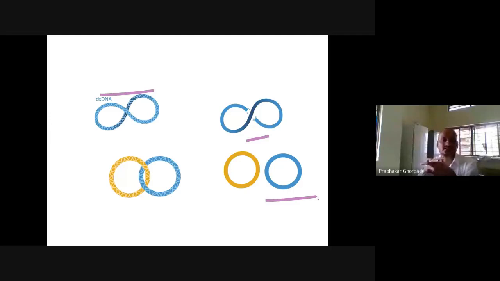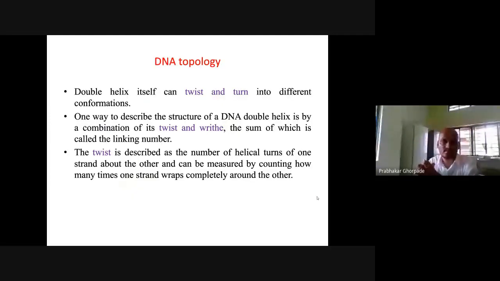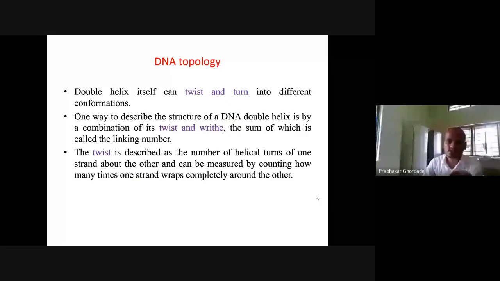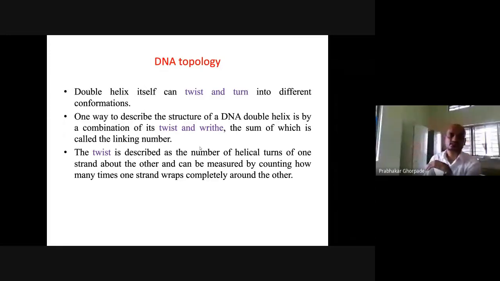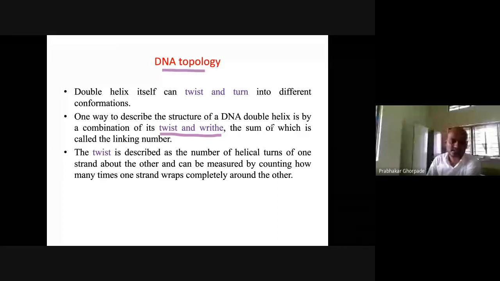DNA topology: the DNA helix itself can twist and turn into different conformations. One way to describe the structure of the DNA double helix is by a combination of twists and turns. When we say DNA is a double helix, it means it has a twist and it has a writhe. The combination of twist and writhe can be used to show the DNA double helix topology, the sum of which is called the linking number. So if we are asked what the linking number is, it is the combination of the twist and the writhe.